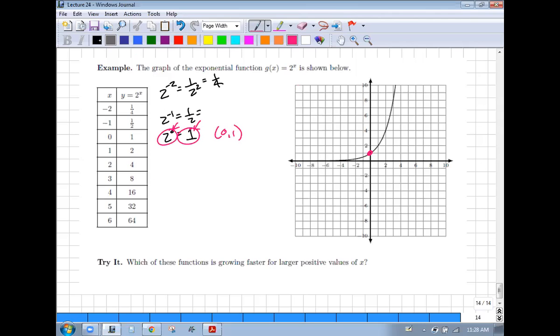So 2 to the first power is 2. So over here at 1, we got 2. 2 to the second power is 4. So up here at 4. 2 to the third power is 8. So you can see why an exponential function blows up, right? Now you might think x squared looks kind of like this, right? Well, x squared doesn't blow up as fast as 2 to the x, right?